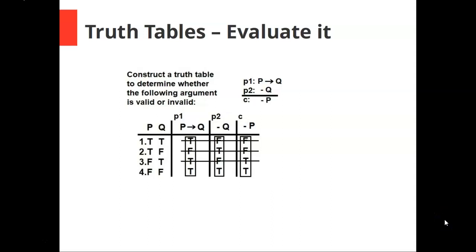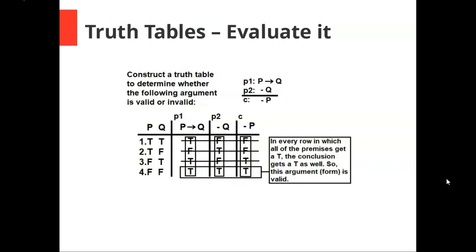Because remember what it means for an argument to be valid. If the premises are true, the conclusion has to be true. It's a conditional promise. So we only care about when all of the premises are true, like, again, in line 4. And yes, even though there's only one of them, in every row in which all the premises are true, the conclusion is true as well. So this argument is valid, or this argument form is valid.